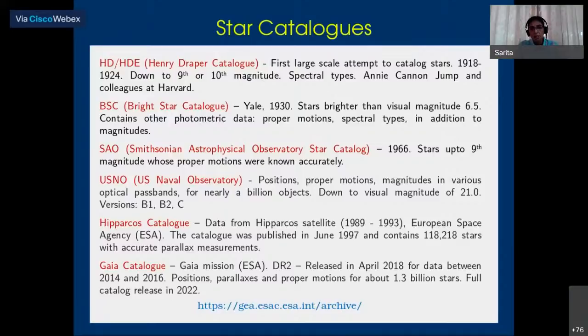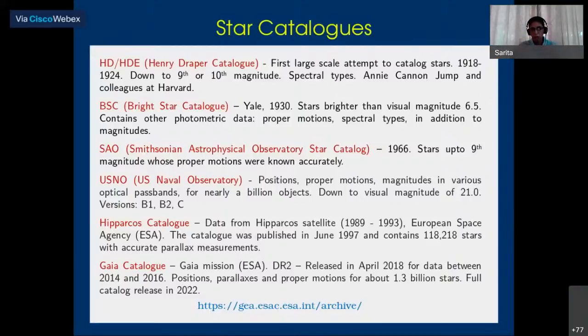This was the first large-scale attempt to catalog stars, in the early 20th century, between 1918 and 1924. It has stars down to a faint level of 9th to 10th magnitude. When I say magnitude, this means apparent magnitude, unless I explicitly mention otherwise. It gives the spectral types, based on the surface temperature, as we have just discussed, and it was compiled by Annie Cannon and her colleagues at Harvard.